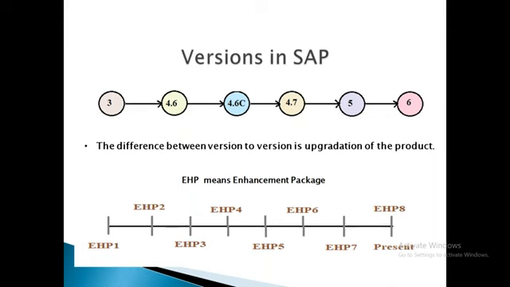After releasing the 6th version, if any business requirement changes, SAP releases new enhancement packages: EHP1, EHP2, EHP3, like that. The difference between one enhancement package and another is an upgradation of the product. And the difference between one version and another version is also the same, upgradation of the product.